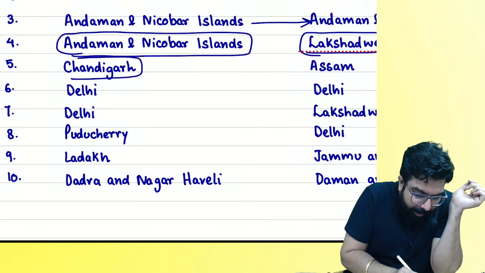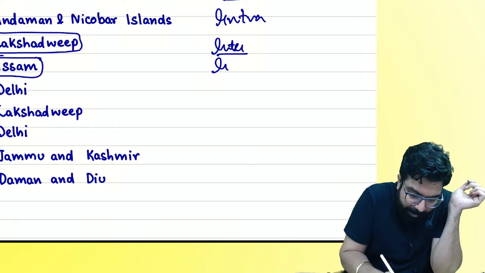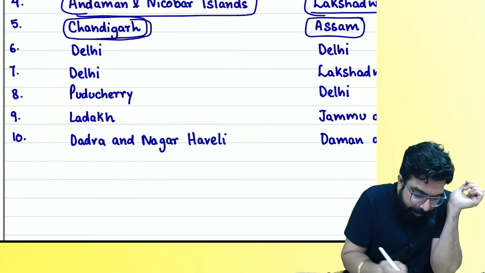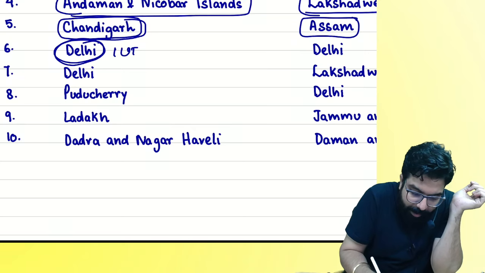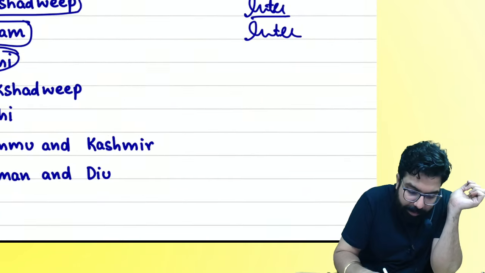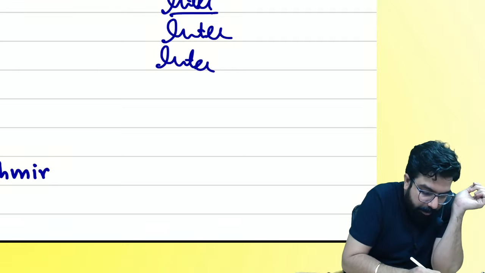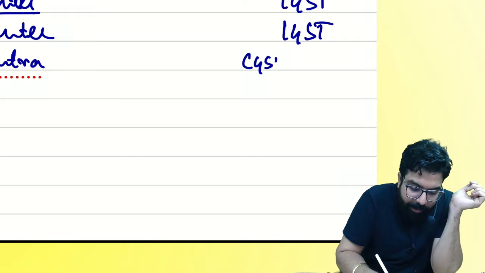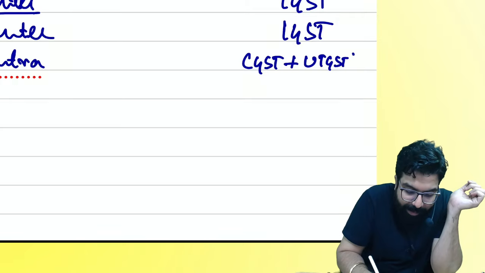One UT to one state. Inter. What will you charge? Okay. One UT to another UT. What will you charge? Intra. CGST and UTGST will be exactly wrong over here.